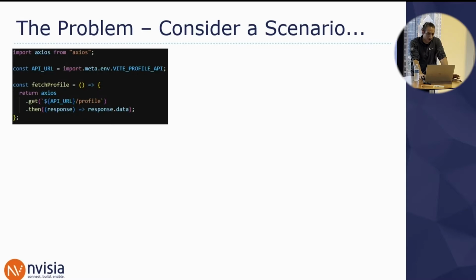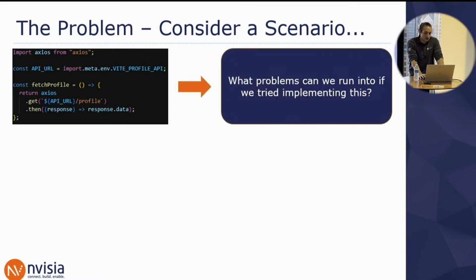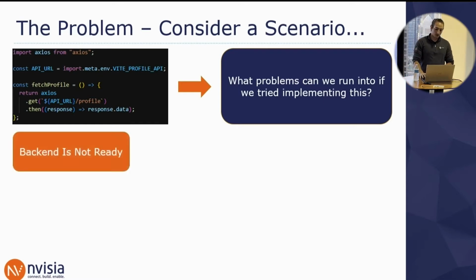So consider a scenario, right? You have some sort of a UI and you have to incorporate some sort of a profile endpoint, where maybe you click a button and you render a person's profile. What are some problems that you might run into if you start implementing this today? Well, one, you might not have a backend. It's not ready, but you want to be developing. It's a pretty common scenario.